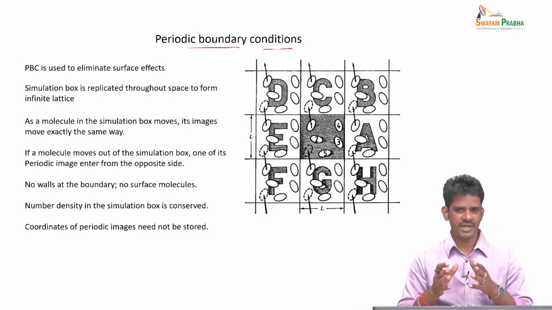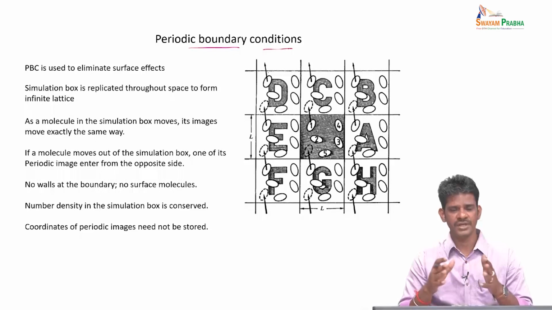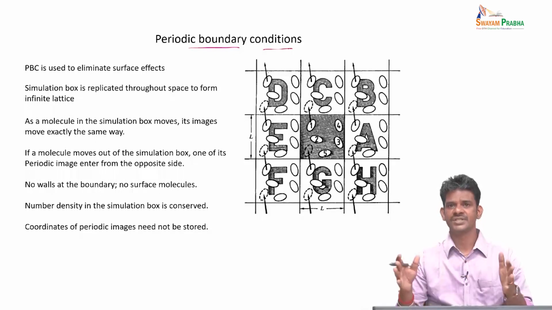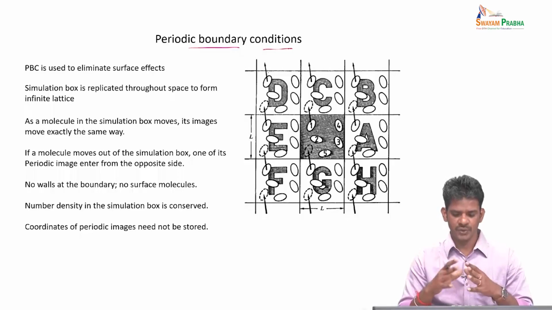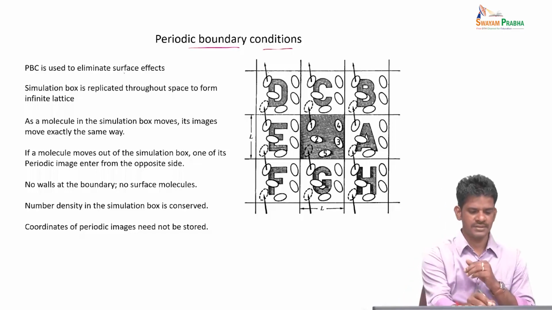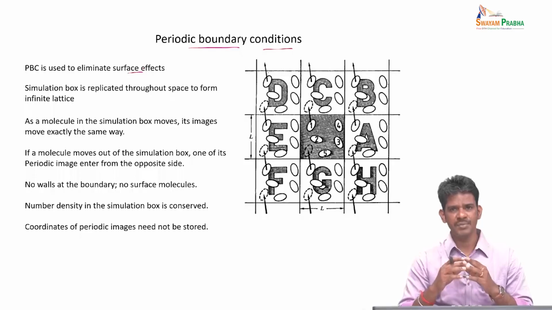This periodic boundary condition is not a very new concept. If you have solved any PDE or ODE, you would have already used this kind of periodic boundary condition when you do discretization of space. So here the idea is the same, but implemented slightly differently. In this case, we are trying to use periodic boundary conditions to eliminate surface effect, so that we can mimic the bulk-like behavior in the simulation box.